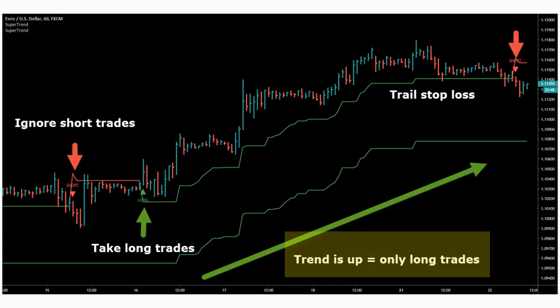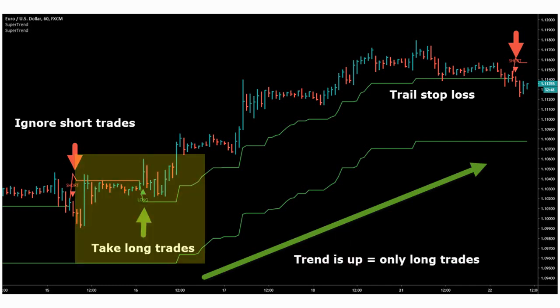And here are the rules here. You want to trade in the direction of the longer-term trend. The example here is an uptrend. So any short trades where it turns red, you're going to ignore it. Enter long trades when the short-term indicator flips back to the longs, which is when it turns green.